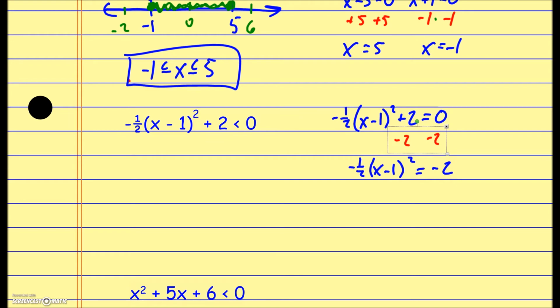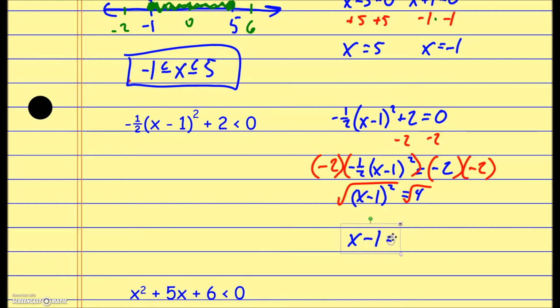To undo that -1/2, I'm going to multiply each side by -2. When I do that, it's going to cancel out the -1/2. That's going to give me an x minus 1 squared equals a +4. Now I'm going to take the square root of each side. And when I do that, I'm going to be left with x minus 1 equals, over here, because I took the square root of each side, it's got to be plus or minus 2. And now from here, I'm going to add that 1 to each side.